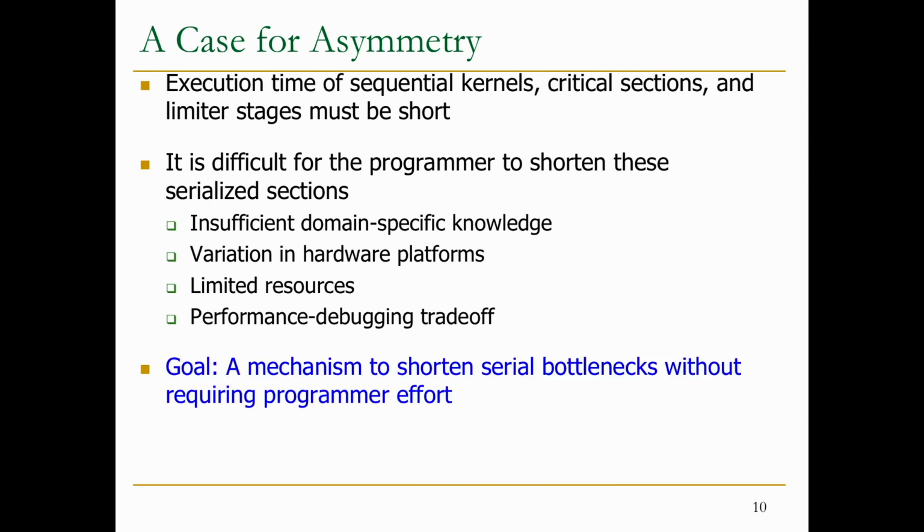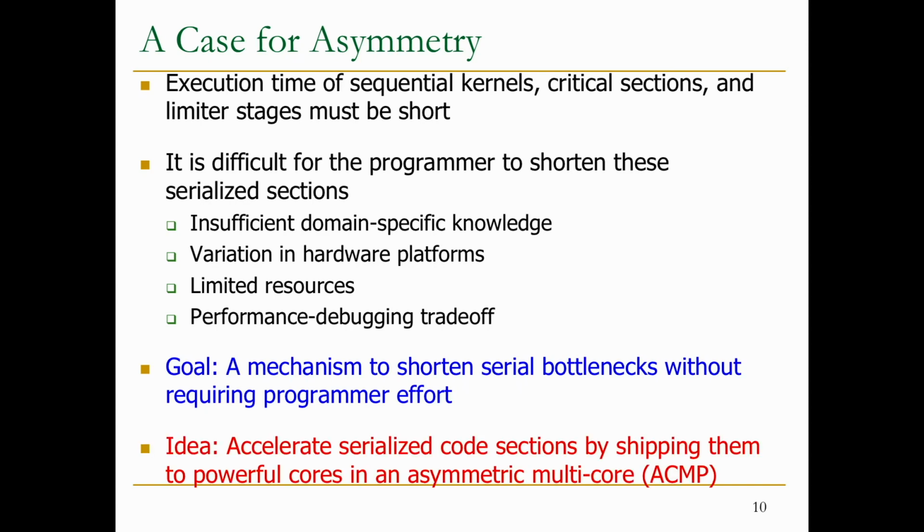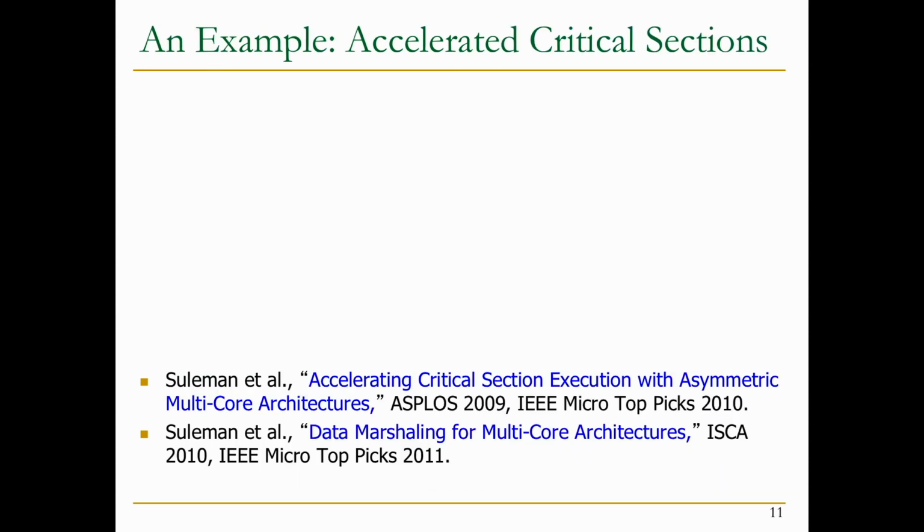Okay, basically the goal is really having a mechanism to shorten the serial bottlenecks without requiring programmer effort. Then, of course, what is the idea? I think the idea is very simple. You accelerate these serialized code sections by shipping them to powerful cores in an asymmetric multiprocessor. The question is, how do you do that, of course, right? So what I'm going to describe to you is really a software-hardware cooperative solution in the end. You could potentially implement this purely in hardware. I think it's a bit difficult because you need to really figure out what the critical sections are, for example.